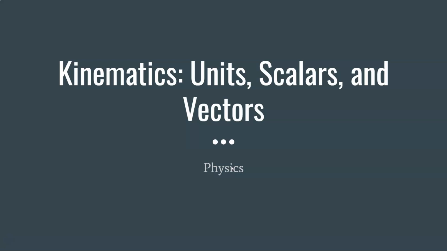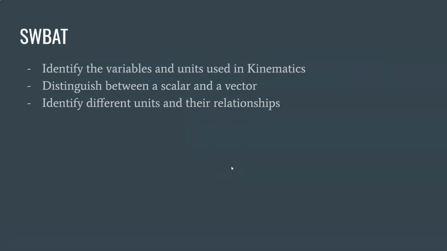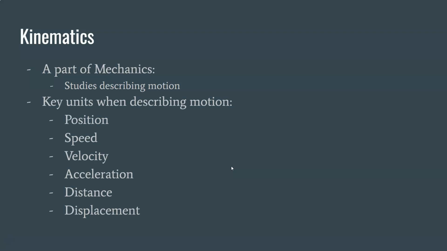This is going to cover units, scalars, and vectors in kinematics. So, today, you'll be able to identify the variables and units used in kinematics, distinguish between scalars and vectors, and identify the different units and their possible relationships. So, kinematics. We know that mechanics has two parts, kinematics and dynamics. Well, as you learned in Unit 1, kinematics studies description of motion. Right, the key units we will have are position, speed, velocity, acceleration, distance, and displacement. We'll go over these all individually in a bit.